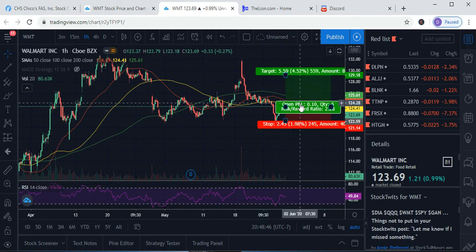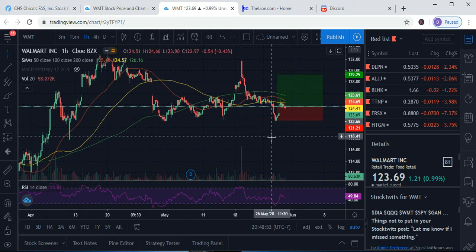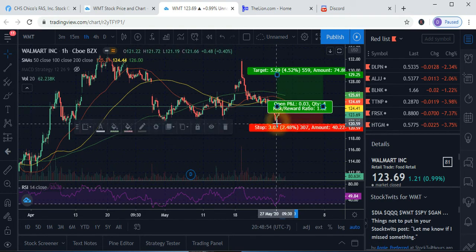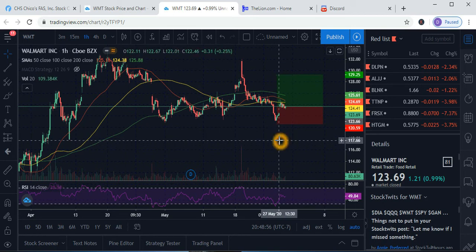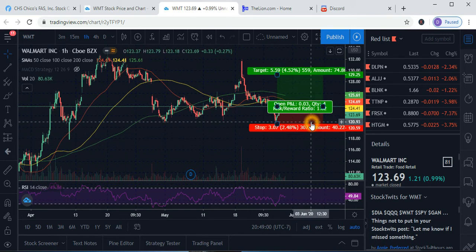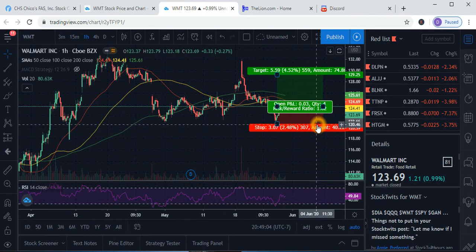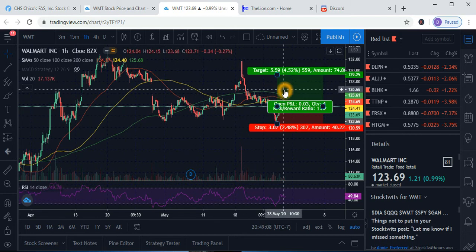So I tend to set up this indicator like this, and I'll set it right at my entry point, set my stop just below the support level. And so you can see that if I took this trade at 123, set a stop at 120, and then set a target for 129, I'd have this risk reward ratio with this percentage loss and this percentage gain.